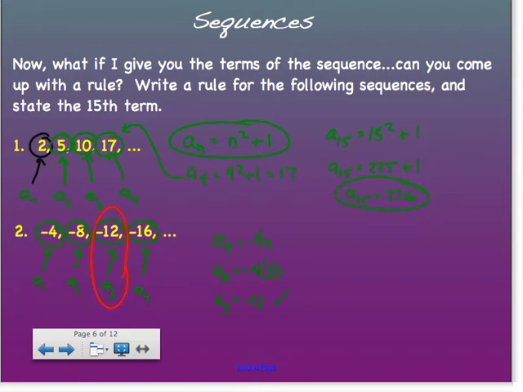Sure enough, it works. Okay, and so now it again asks me, what about the 15th term? Well, if I do the 15th term, a sub 15 is equal to negative 4 times 15. And I know that when I do negative 4 times 15, I should get negative 60. So I can predict that if this pattern continues, I'm going to get negative 60 when I get way out to the 15th term in the sequence.